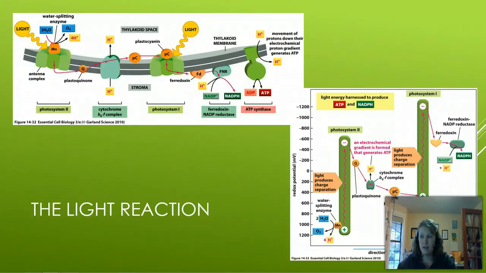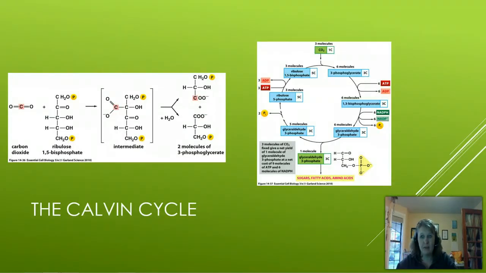So make sure you understand how this works and who's pumping what, because it's different. It's not everybody's trying to pump protons across. We have one set that works on generating energy, one set that works on creating NADPH. Both of these products have to be generated in order for the Calvin cycle to occur. So now let's talk about the Calvin cycle.